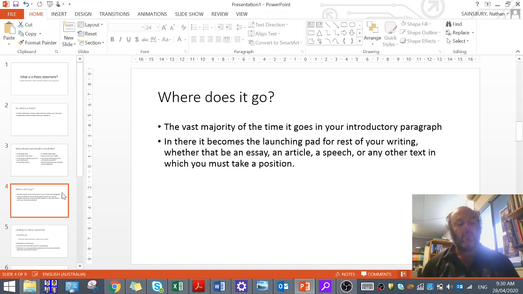It then becomes a launching pad, as I mentioned a moment ago. It becomes a launching pad for the rest of your writing. It's that reference point that you come back to. What is my position on this? Okay, that is what I'm writing. Am I proving that point by writing this?